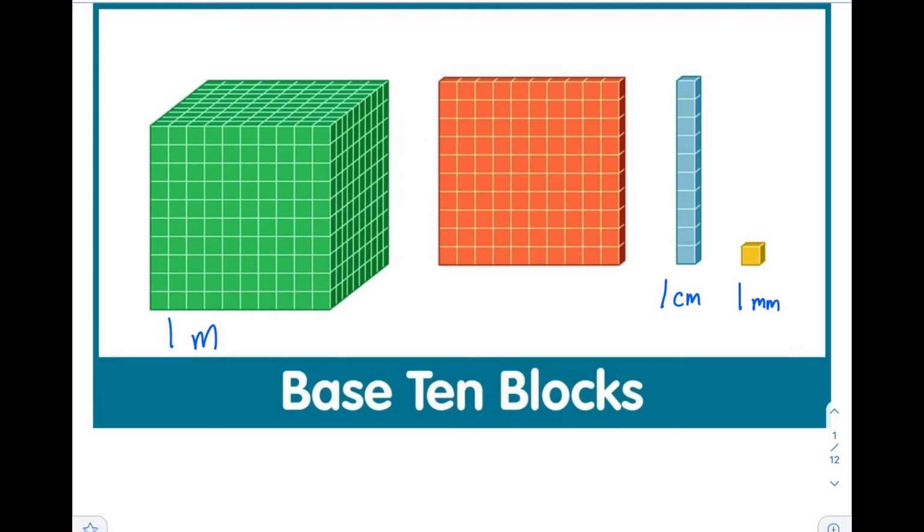Now let's get back to this hundreds block. There is a unit that is made up of 10 centimeters. It's a unit that's not very commonly used. It's called a decimeter. I'll spell it here for you. Decimeter. So it would take 10 centimeters to make a decimeter and 10 decimeters to make a meter.